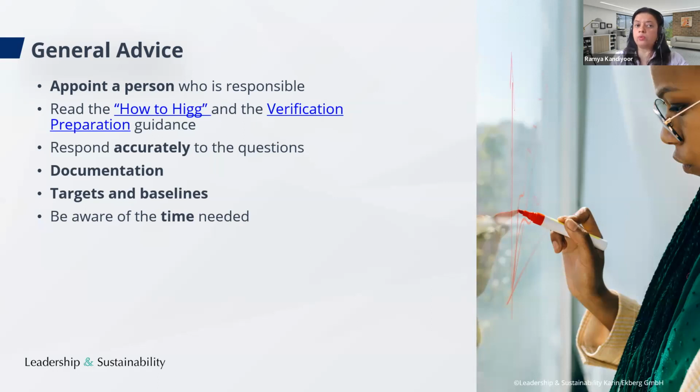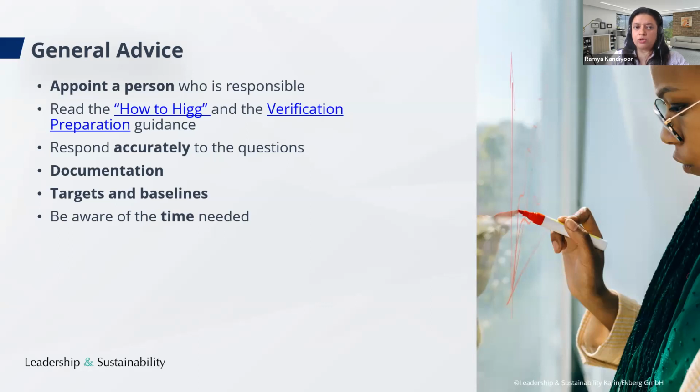You would also need to be aware of the time that will be required to report on the module, because it will be at least a good 4 weeks that you will have to allocate for completing the entire Higg FEM module if you are starting out for the first time.